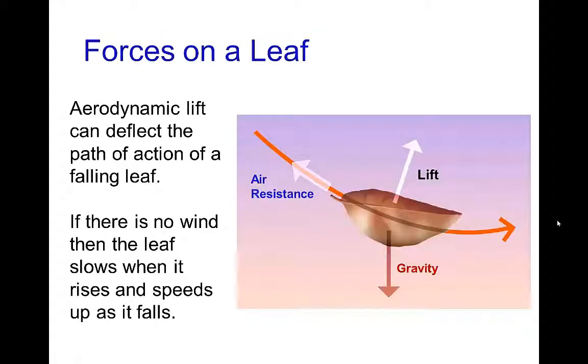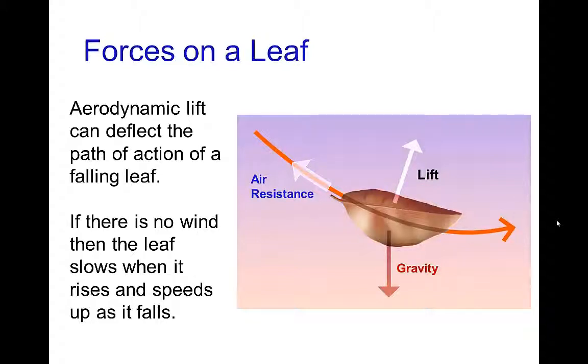But getting back to the drifting leaf, as the leaf is falling, we actually have various forces acting. There's, of course, always gravity. There's the air resistance that tends to slow the motion. And then we have, finally, the force of lift, and that can possibly deflect the path of action. It can also change the speed.